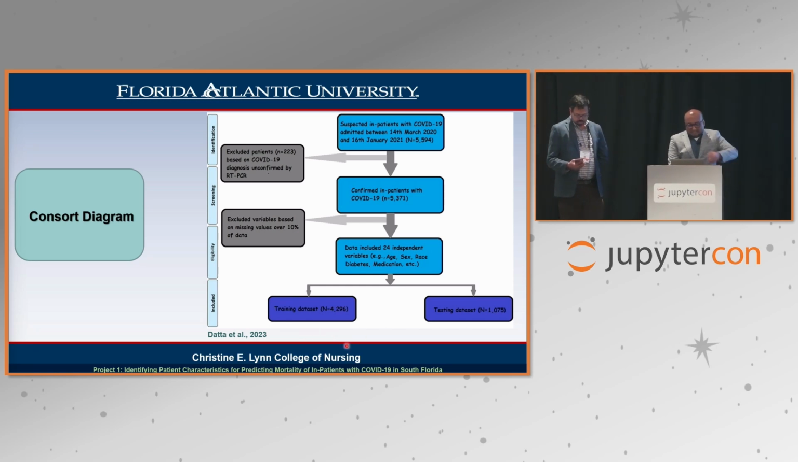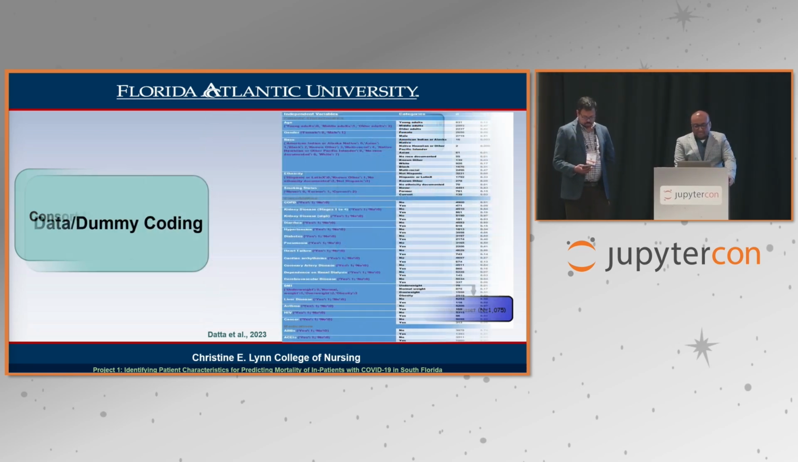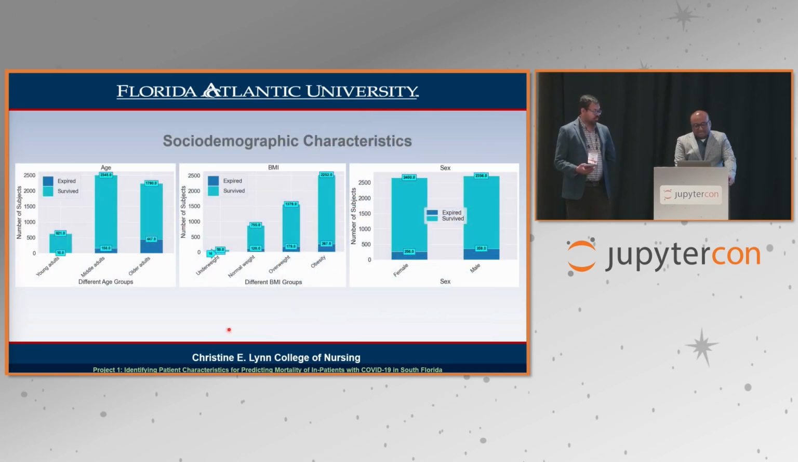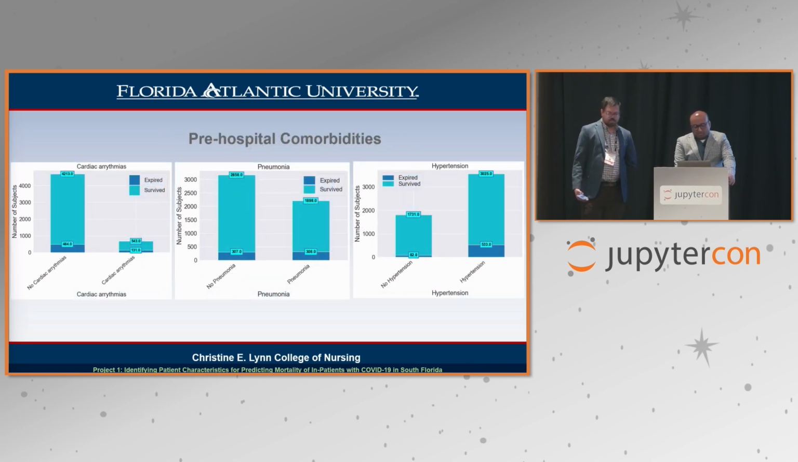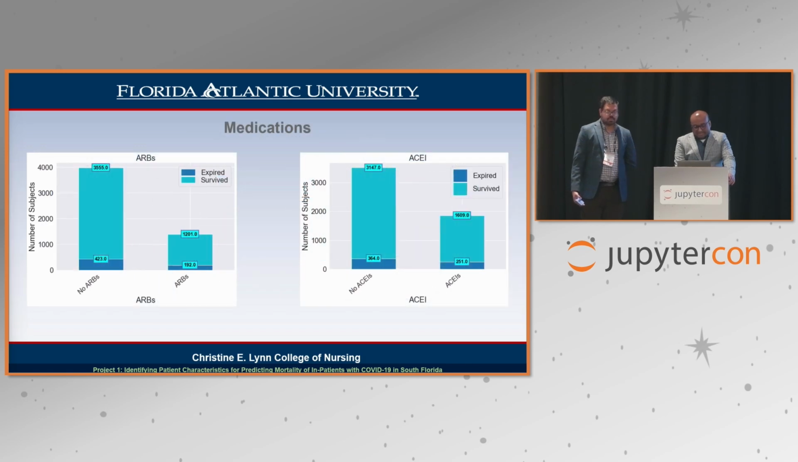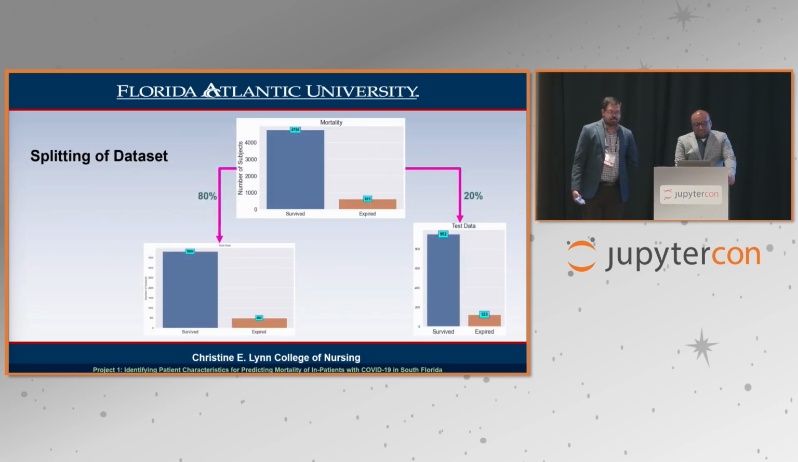And as other data scientists do, we split the data on an 80-20 basis. I'm not going into details on the data. This is how the data looks, you see two different colors for mortality and survived. I'm just showing three different kinds of independent variables belonging to socio-demographic characteristics: three subgroups of patient age, four subgroups of BMI, and two subgroups of sex, and similarly pre-hospital comorbidities and medications here. After that, we split the data 80-20 into train and test. So you understand what the problem is here with the data sets.